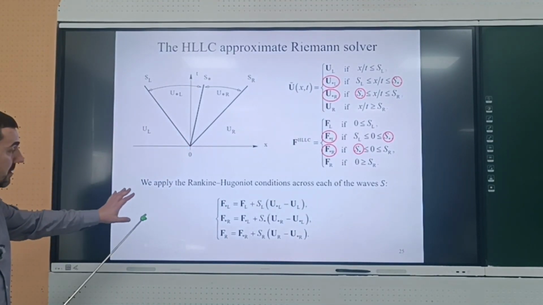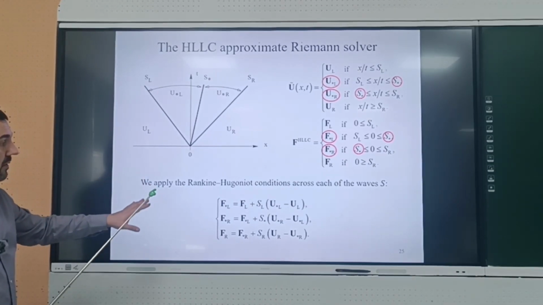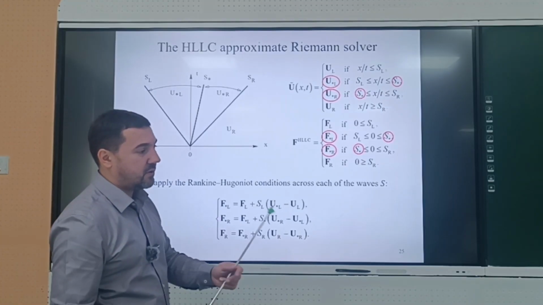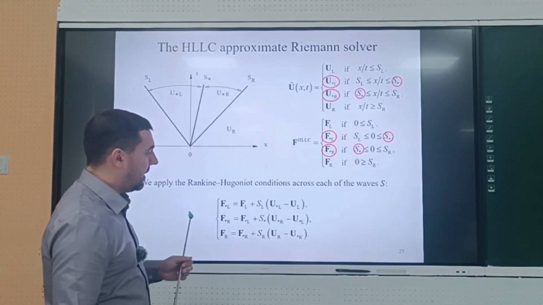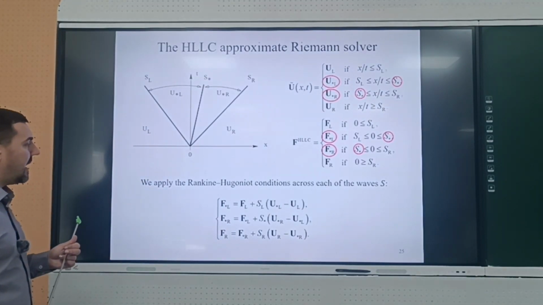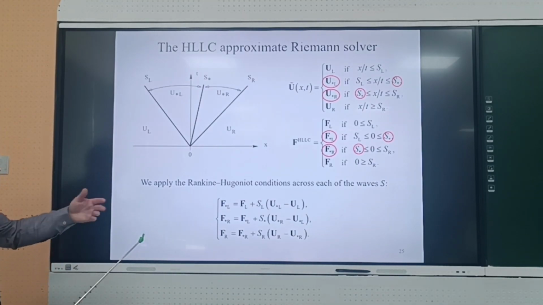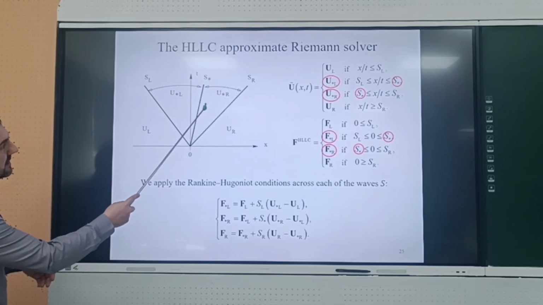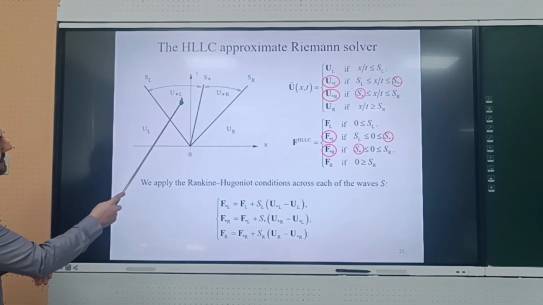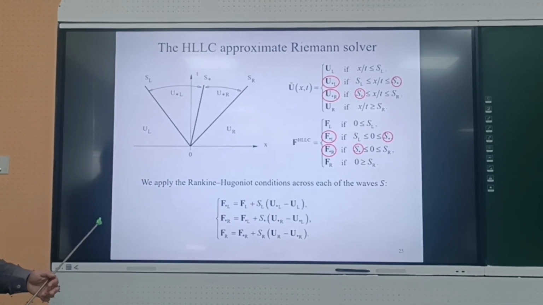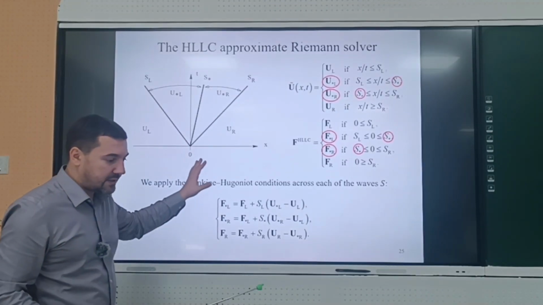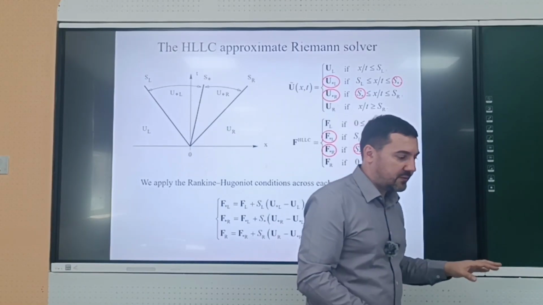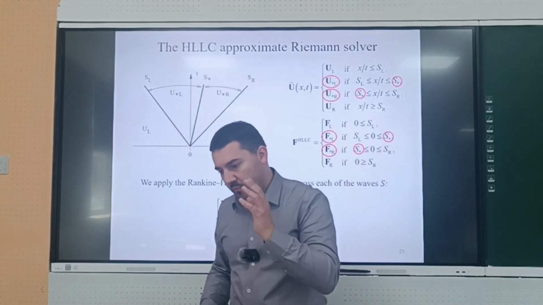As I told you, the HLL method can be interpreted as the application of Rankine-Hugoniot jump conditions across SL and SR. Here, just the same. We can apply the Rankine-Hugoniot conditions across each of the waves. So we can apply it here across the wave SR, across the wave S star, and across the wave SL. So once again, Rankine-Hugoniot jump conditions are important. The mechanics of shock waves is beautiful and important. It's one point of view.